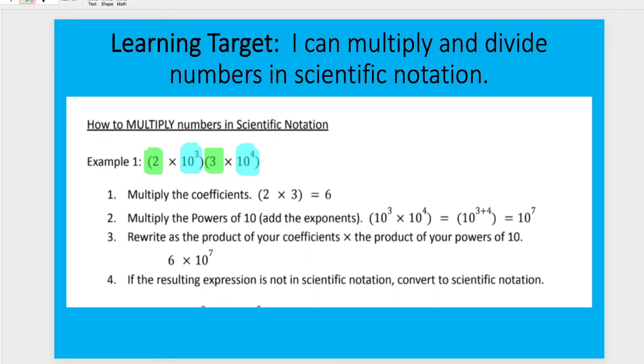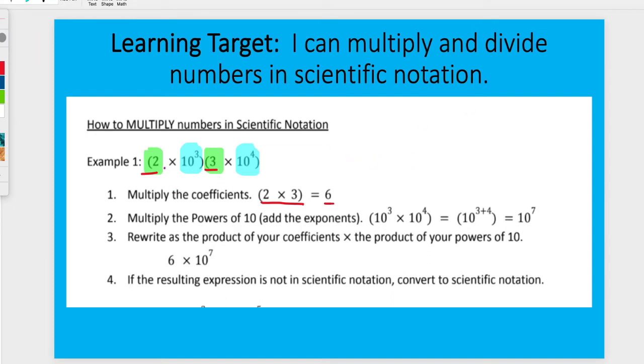So let's go ahead, and our first step is going to be to multiply the coefficients. So you can see that we have a 2 and a 3. So I'm going to go ahead and multiply those 2 numbers together, and I get 6. The next step would be to go ahead and multiply the powers of 10 from each of the numbers that you have in scientific notation.